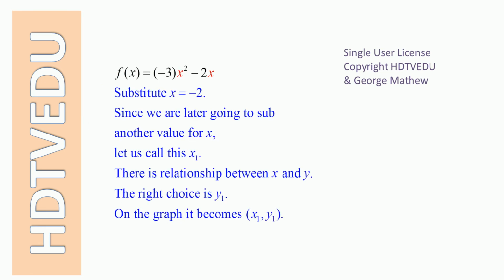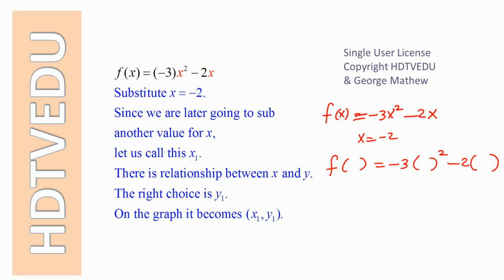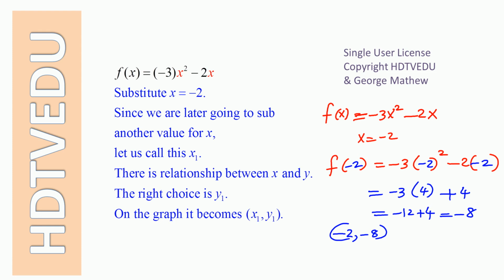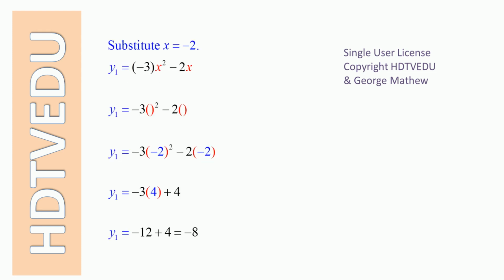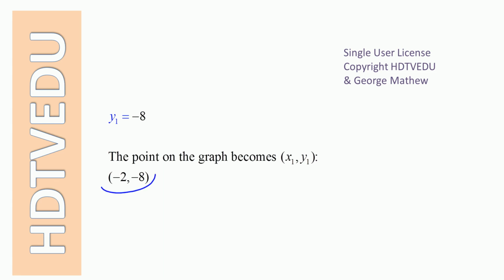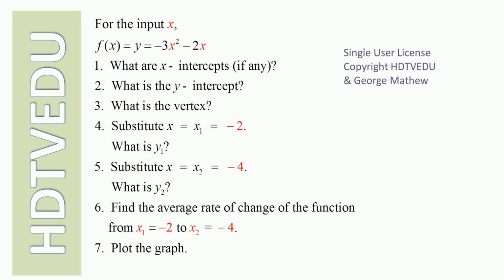Now let's do number 4. Substitute x equals negative 2. So f of x equals negative 3x squared minus 2x. Substitute x equals negative 2, and what do we get? So this is negative 3 times 4 plus 4. This is negative 12 plus 4, and that is negative 8. So when x equals negative 2, y equals negative 8. So this is x1, y1. Substitute x equals negative 2, and you get negative 8, so the point is negative 2, negative 8. So we have 1, 2, 3, 4.